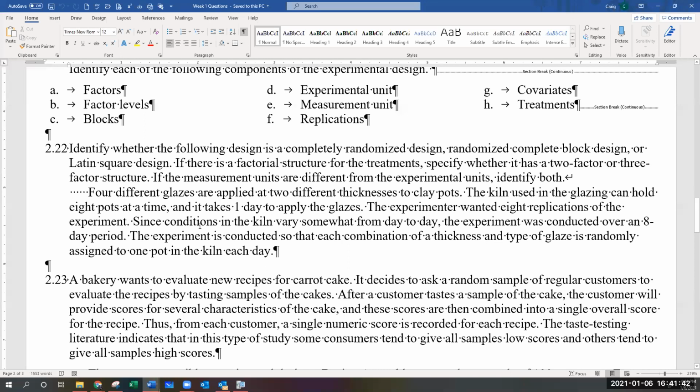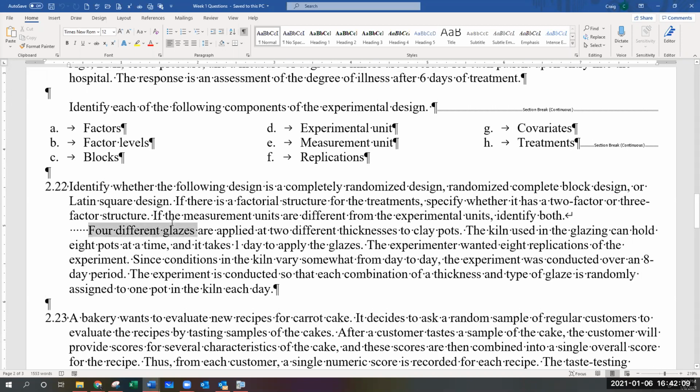Right here, 22. Yeah, we talked about that one, and we know it's a randomized complete block design where it's blocked by day, and then it's a two-factor structure because we're only looking at two factors: the type of glaze that's used and the thickness of the glaze. Because it says right up here, there are 4 different glazes at 2 different thicknesses. So those are the only 2 factors, right? The only 2 things that can be changed from one group to the next. That's what factors are, right?